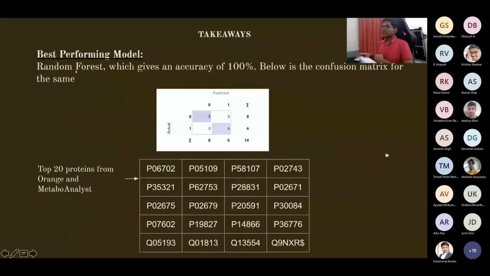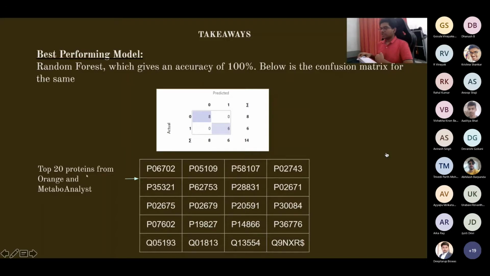So the takeaway from the Orange analysis was that the best performing model was random forest, which gives an accuracy of 100%. Below is the confusion matrix for the same. So 8 of the samples which were negative were predicted negative correctly, and 6 were predicted positive.